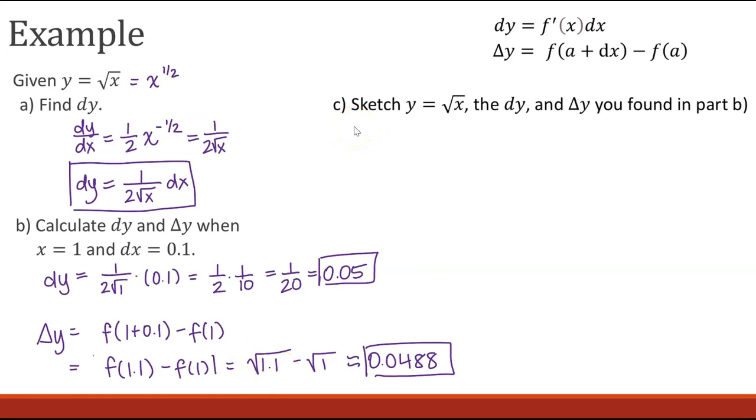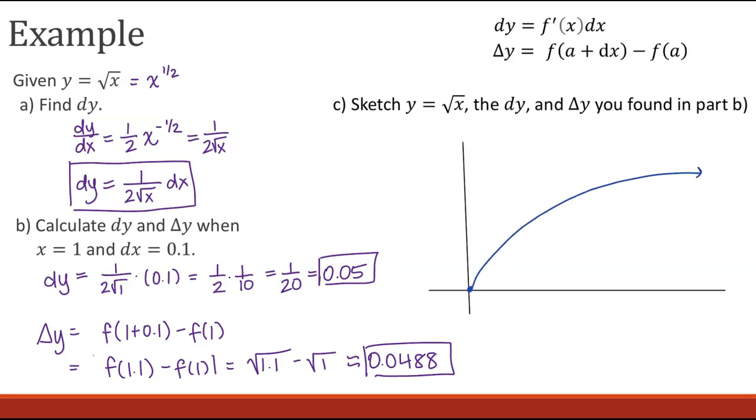Now let's make sure we understand graphically what we just found. So in part C, we're going to sketch y equals the square root of x, the dy and delta y you found in part B. So we're going to graph the square root of x function, which only exists in quadrant 1. So it starts at the origin, and it's this increasing curve here. And the x value that we're concerned with is x equals 1. So when we plug in 1, we get out 1 on the square root of x function. So we have the coordinate point 1, 1. And there I'm going to draw a tangent line as best I can here.